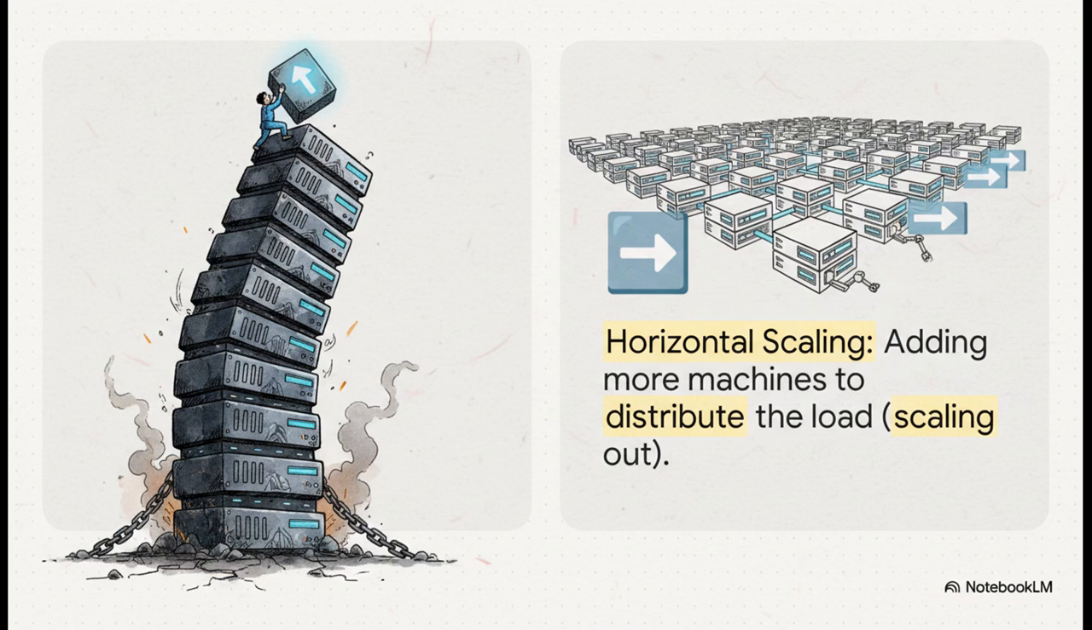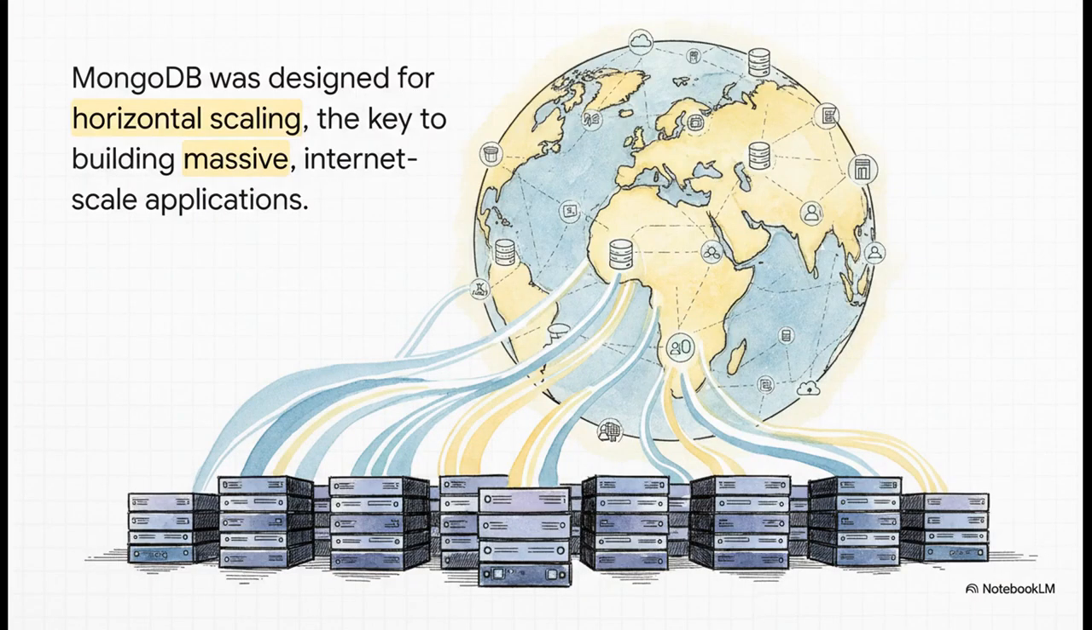Then there's horizontal scaling, or scaling out. That's all about spreading your data and the work across a whole cluster of smaller, cheaper machines. And that approach, scaling out, is baked into MongoDB's DNA. It was literally designed for a project that needed to scale across tons of machines, right from the very beginning. It was built for horizontal scaling, because that is the only way you can build the kind of massive, global applications we all use every single day.